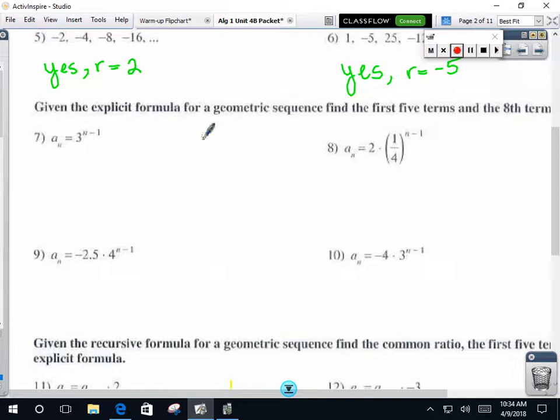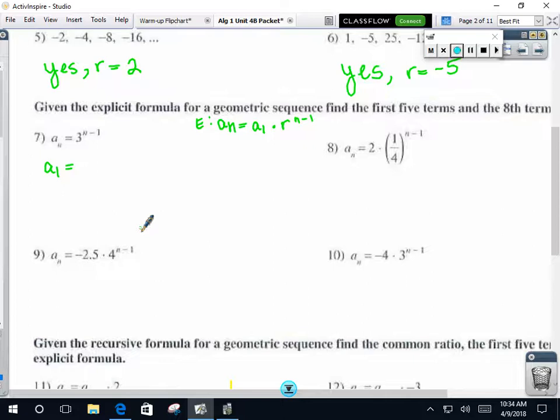For geometric, the explicit formula is A sub n equals A sub 1, which you all know is what? The first term, times R, which we just learned is the common ratio, raised to the n minus 1. So to write the explicit formula, well, for this one, they've given you the explicit formula. So what is in the A sub 1 place?